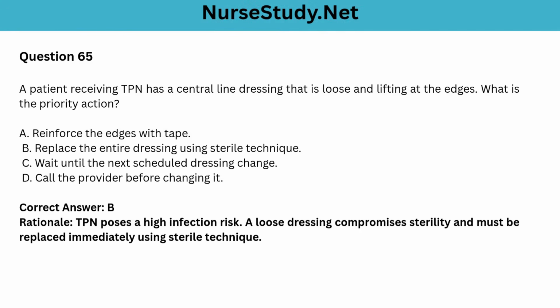Correct answer B. Rationale. TPN poses a high infection risk. A loose dressing compromises sterility and must be replaced immediately using sterile technique.